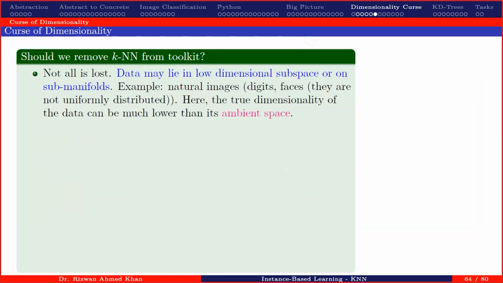Right? So should we remove k nearest neighbor from the toolkit of machine learning? But this is not true. We are not going to remove it, because if we just go into statistics, we will find that there are different distributions where the ambient space is much bigger, but the intrinsic space is much smaller. And when I say intrinsic space, it means where the data actually lies. Data can be encapsulated in 1,000 dimensions, but the actual, or intrinsic, dimension of the data is 10.